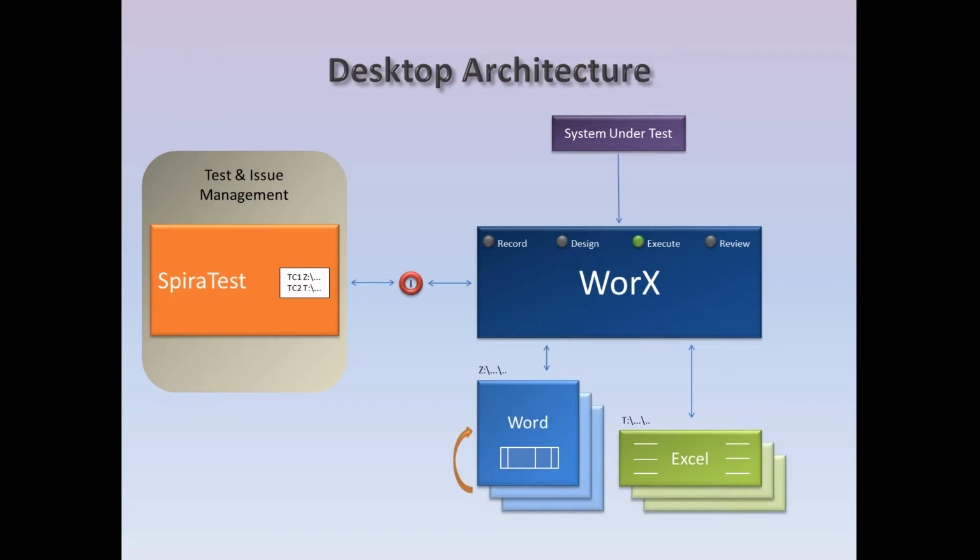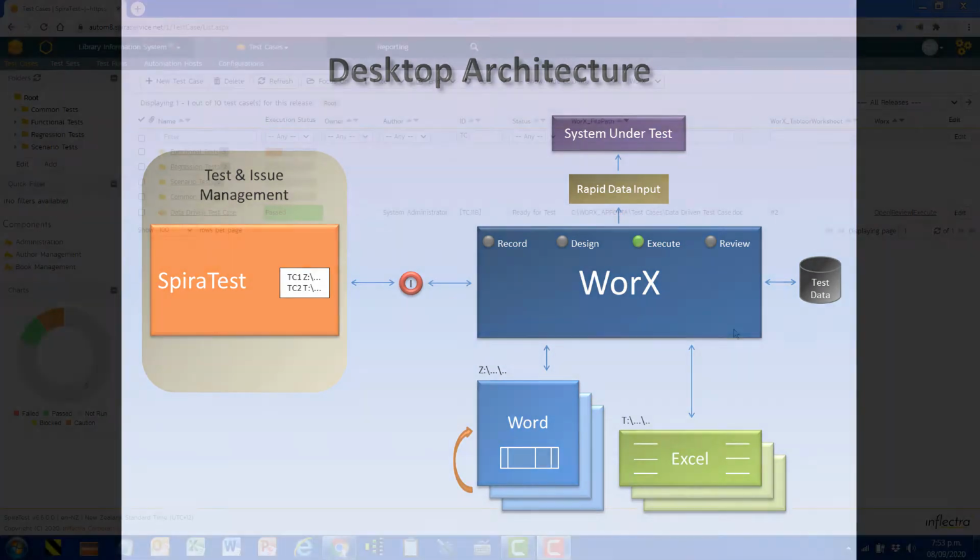Each time the test case is executed, a copy of the Word or Excel document is created, and these become the new test runs in SpiraTest, each with its own pointer to the steps for that test run. Test cases can be updated on the fly during execution, with those updates carried forward, so our maintenance work is done simultaneously. Fresh data can be fetched from CSV or XLS files to populate the test case with each new execution, and WorX offers us a number of rapid data input features to make life super easy.